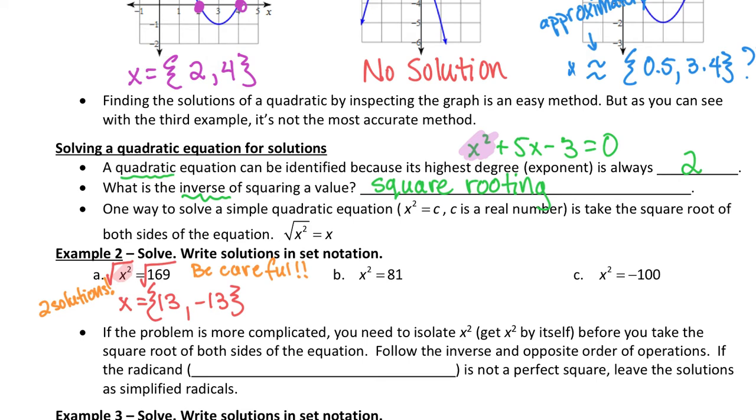I want you guys to try example B on your own. So what are the two solutions? Hopefully if you got this correct, it should be x equals the square root. If we take the square root of both sides, it's going to be, let's see, 9 and negative 9.